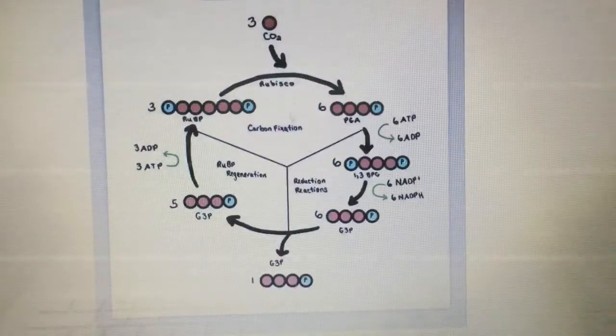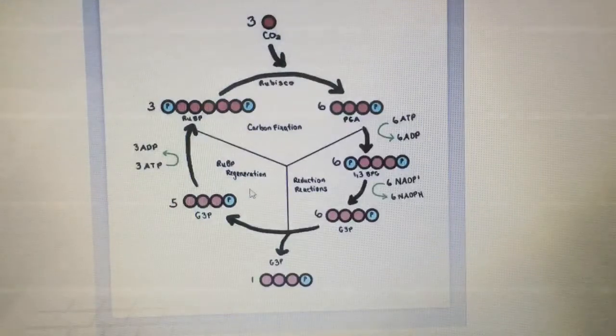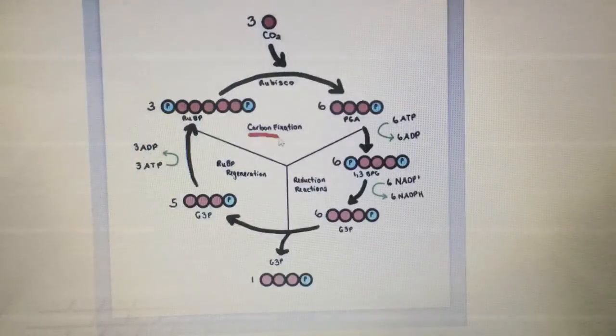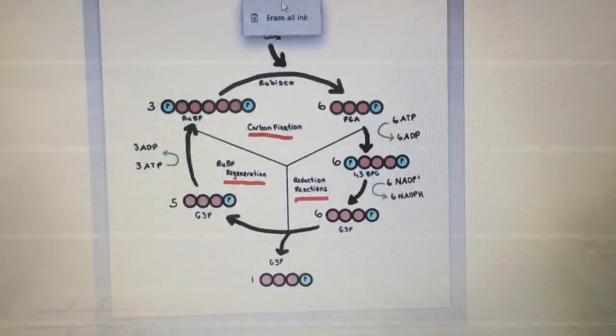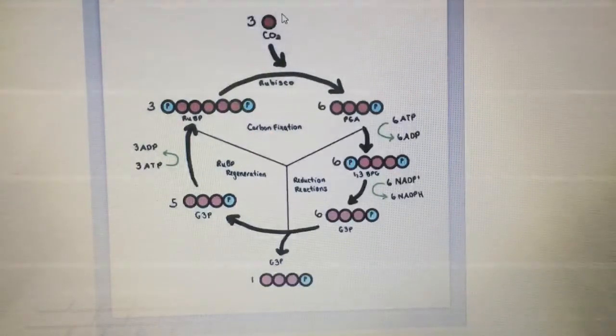So this is the Calvin cycle. The Calvin cycle occurs in the stroma of the chloroplast, and it is divided into three main phases. The first one is carbon fixation, the second is reduction, and the third is regeneration of RuBP. To understand the Calvin cycle better, we must draw the Calvin cycle 3 times altogether, which will make it easy for us to calculate the carbon compounds produced.